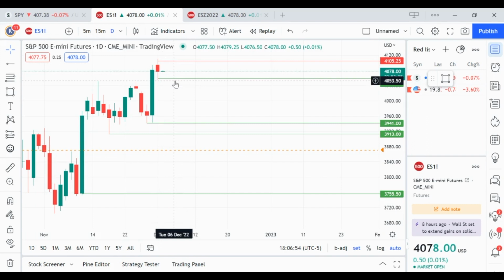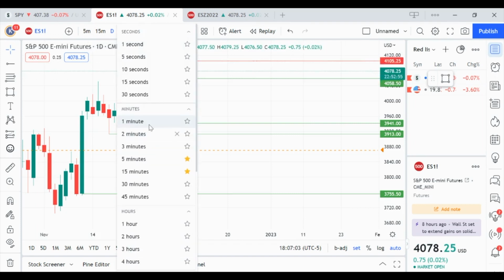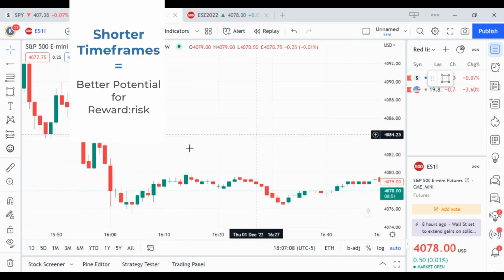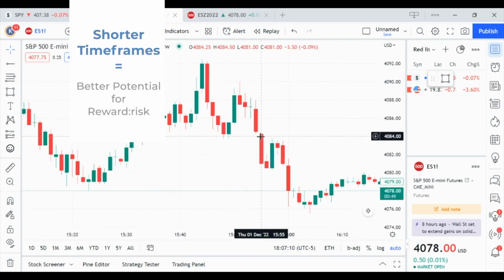My day, I trade the 9:30 session, so 9:30 a.m. Eastern time. I'm going to identify these highs and lows before that session starts. I like to trade off of shorter time frames, so I'm going to go to the 1 minute. The reason I like shorter time frames is because it puts me in a position to be in the highest reward to risk type trade.